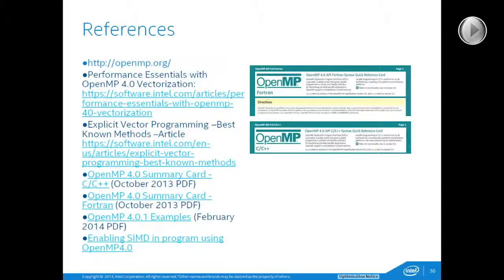Okay, great. The next question asks, how does this compare to Intel Cilk Plus constructs? The Intel Cilk Plus constructs are very similar. In fact, the underlying technology is basically the same. Intel developed this with Intel Cilk Plus in mind, and then influenced the OpenMP.org committee with the value of this. So really the underlying technology is the same.